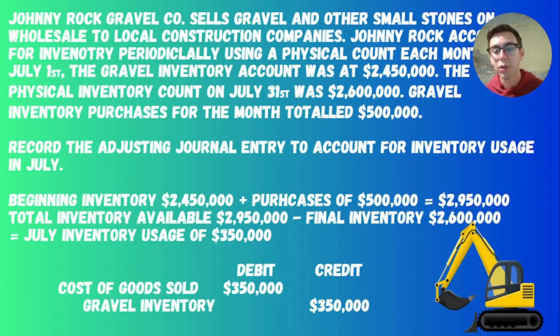Debit cost of goods sold. If we're selling gravel as an end product, if not, the expense could be gravel expense or some type of inventory expense. And then we're going to credit gravel inventory. So the debit to cost of goods sold will hit the income statement as an expense. Gravel inventory, the credit there of 350,000, will reduce the inventory account with that credit, so it will reduce the inventory account on the balance sheet.